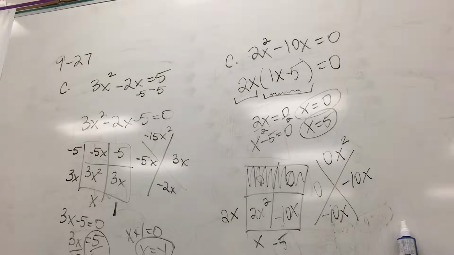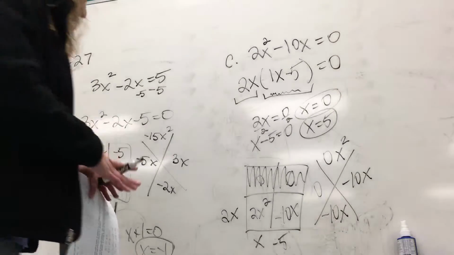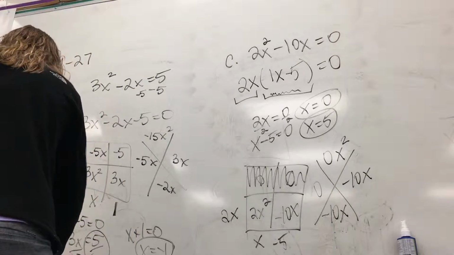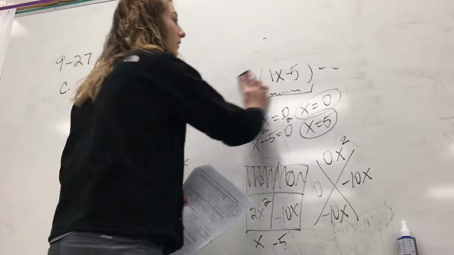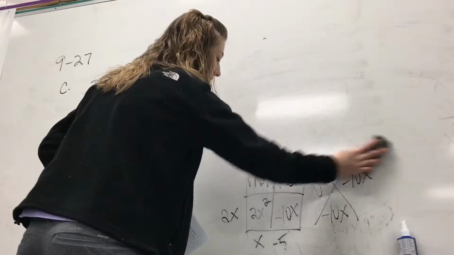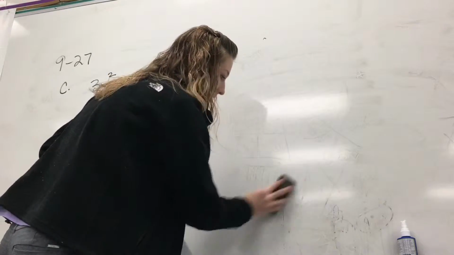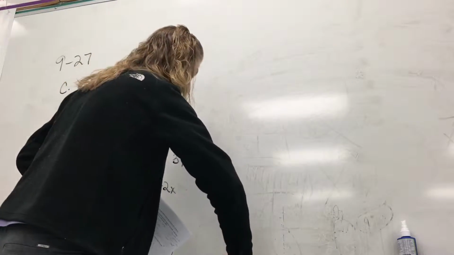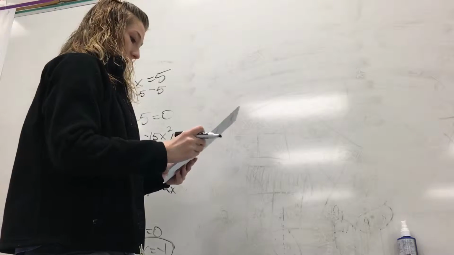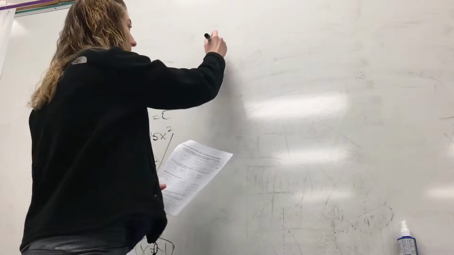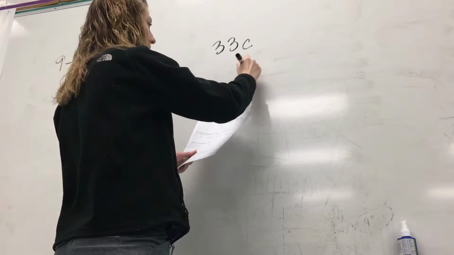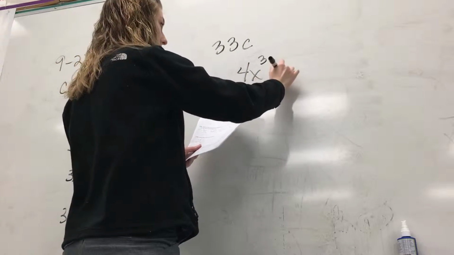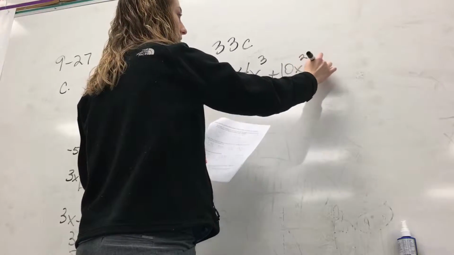And then also number 33. Okay, number 33, I want you to factor out what they have in common first, which was kind of what I mentioned about this one. Okay, factor out a 2x first. Okay, so let's look at 33c. That has 4x to the third plus 10x squared minus 24x.